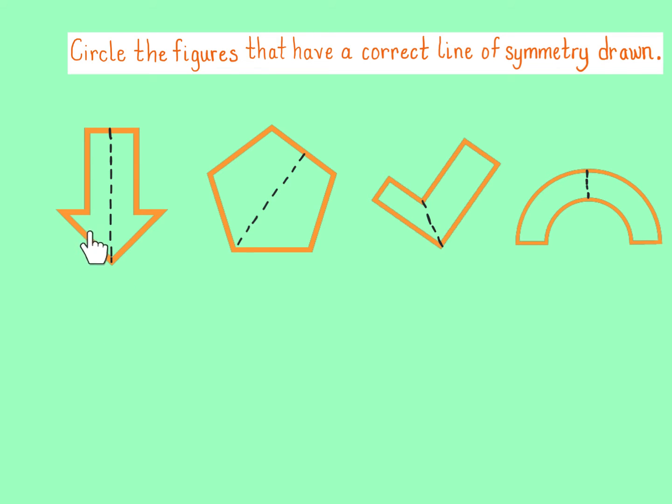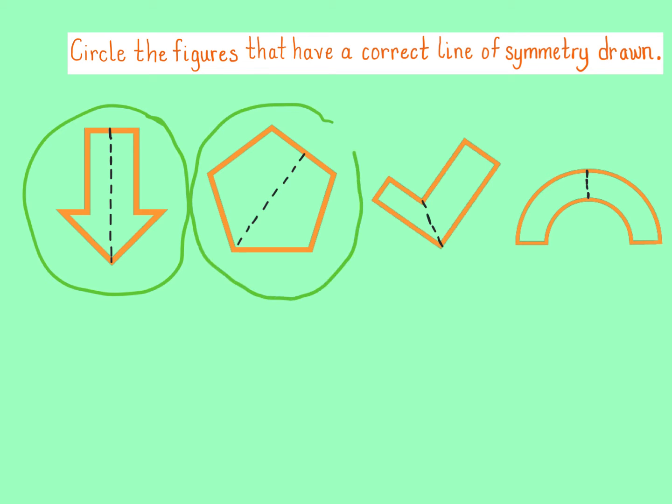Does this side match this side? Yes. So that has a correct line of symmetry. That is a symmetrical figure. For our next figure, again, the line of symmetry is drawn in black. Does this half match perfectly with this half? Yes. So that's also a symmetrical figure and a correct line of symmetry.